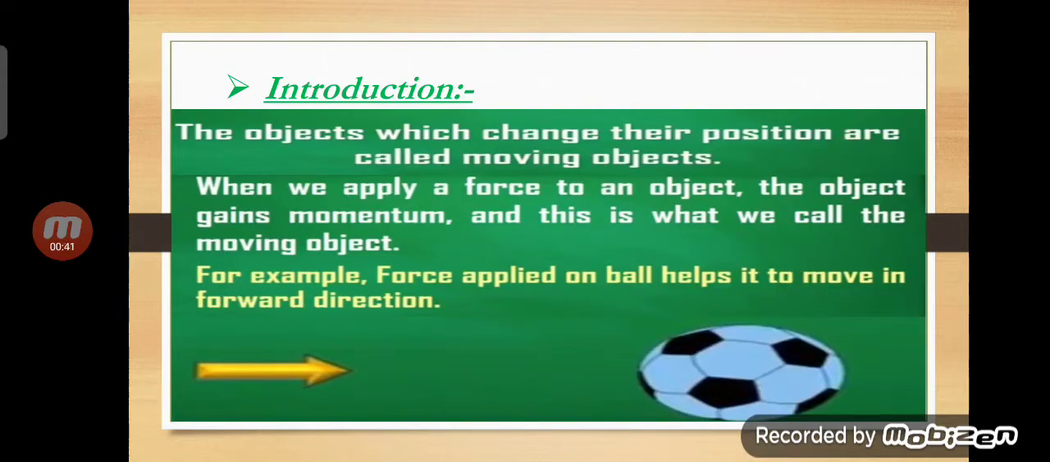Children, in the motion and types of motion video, we saw that the objects that change their position are called moving objects. But how are objects moved, or do you know how things get into motion? When we apply a force to an object, the object gains momentum, and this is what we call a moving object. For example, children, the force applied to the ball helps it to move in a forward direction.